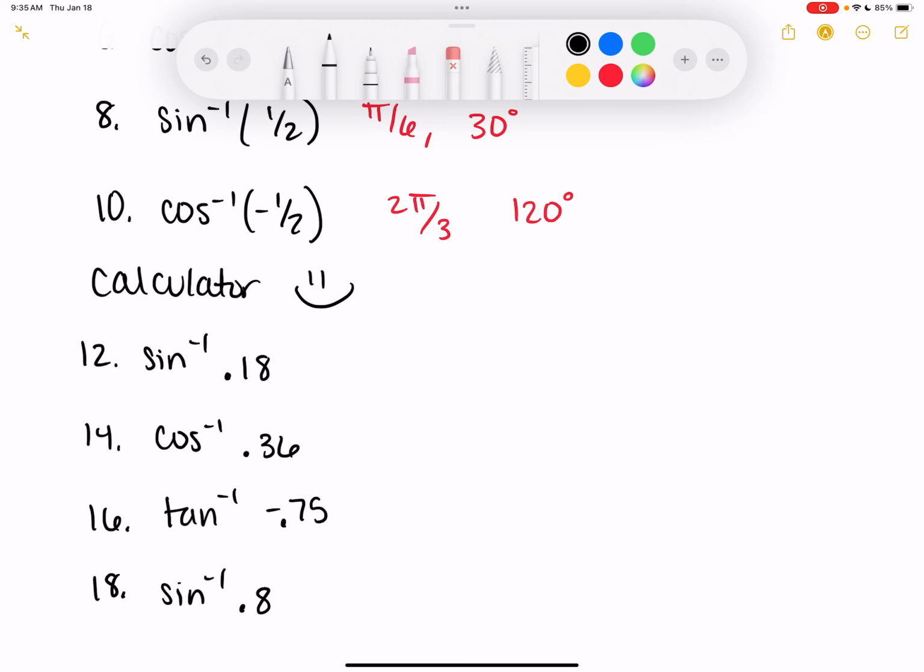When you do this, above each of your trig functions is the inverse button for that particular function. So for inverse sine, you're going to hit second, sine, and then that brings up the -1, and then you just do the 0.18. And we'll just go to 2 decimal places. So this one would be 0.18.